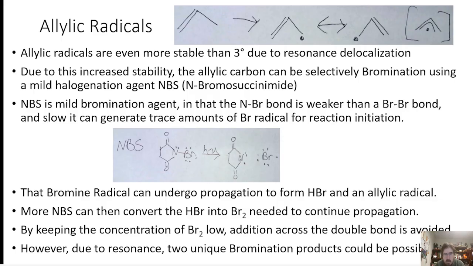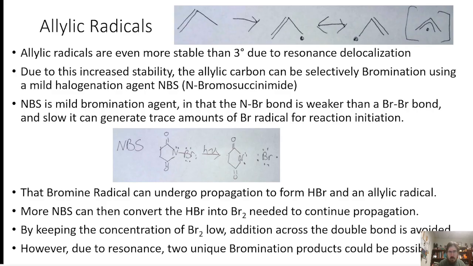So the idea here is that while the bromine radical initially could react with a bunch of different species, it's so low that it's a slow process, and it allows the allylic radical to be favored. Because remember, there's all these different competing reactions that sometimes do nothing. Because we keep the bromine concentration low, we don't add across the double bond.